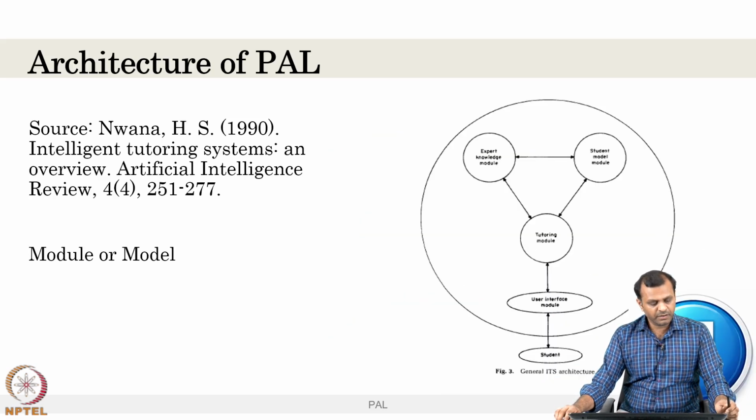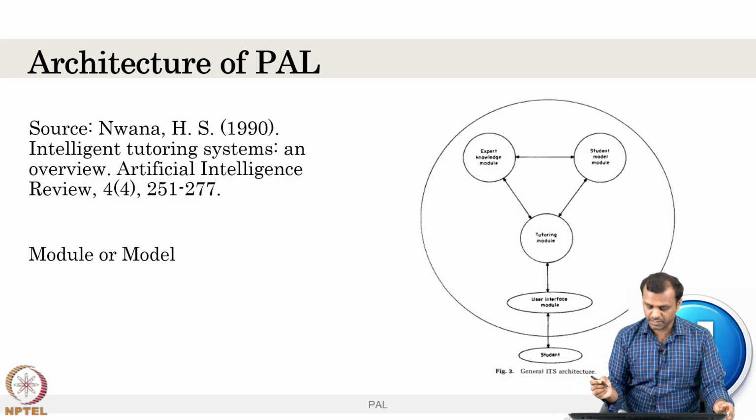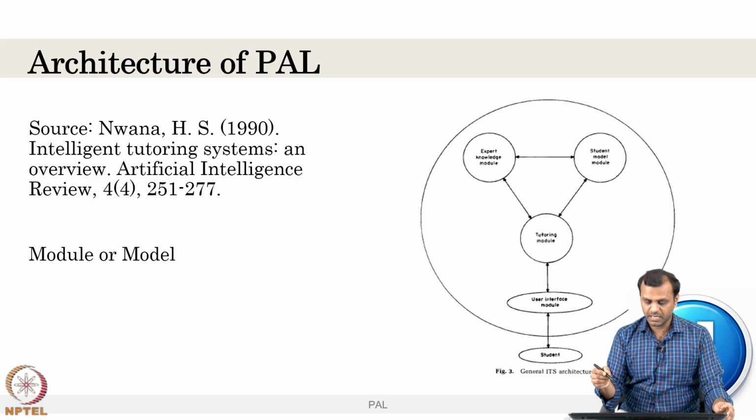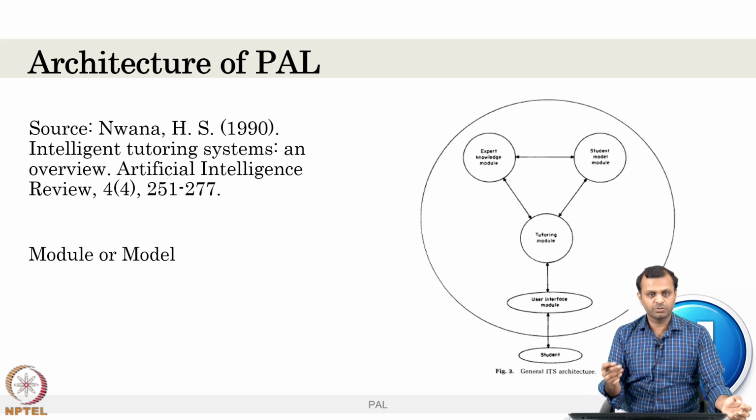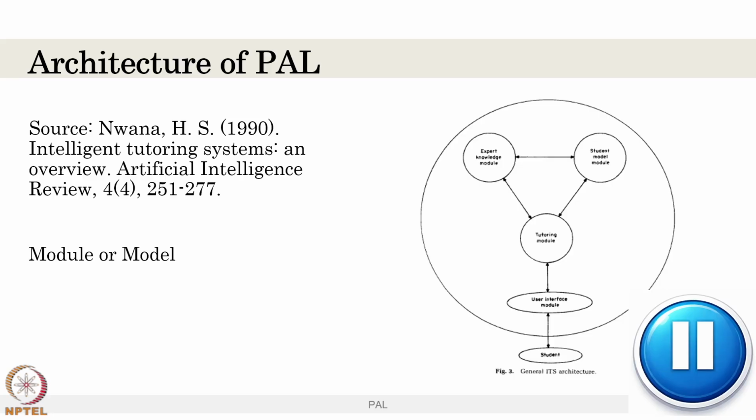In the same paper, they talked about another architecture of the ITS. They use the words model and module interchangeably, so we want to classify clearly what is a model and what is a module. It is called user interface module, expert knowledge module, student model module, tutoring module. In computer science, each component is considered a separate module, and they try to integrate multiple modules together to create a system. But it's kind of confusing.